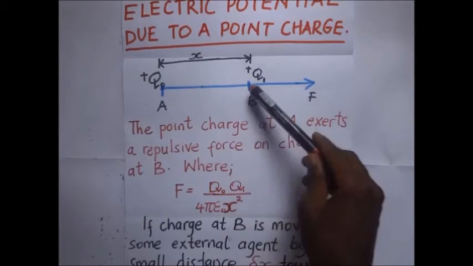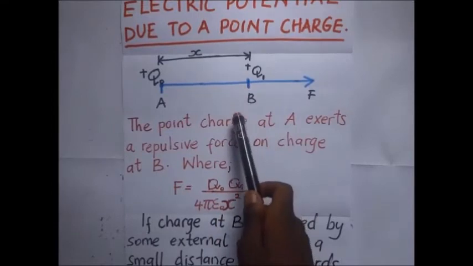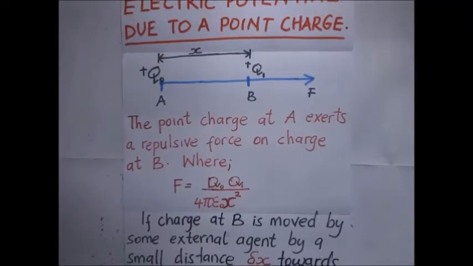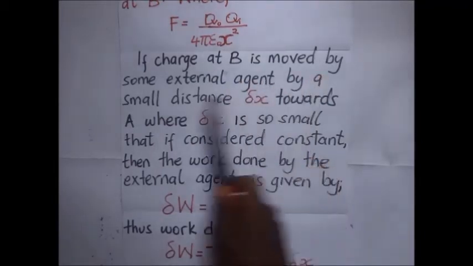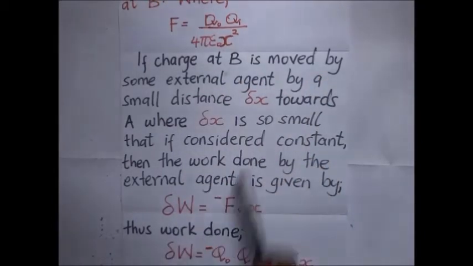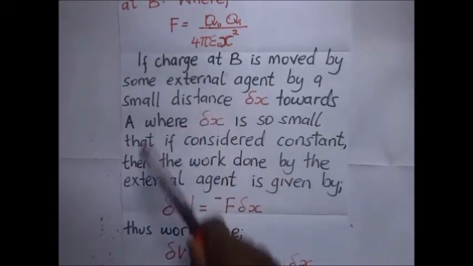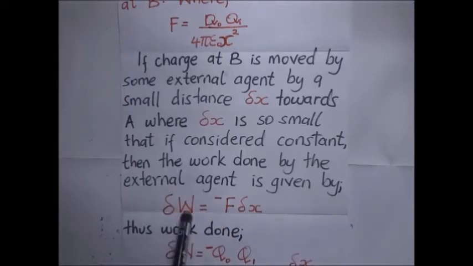If the charge at B is moved towards A by a very small distance, we shall call dx, then the small change in work done is going to be force times the small change in distance. If charge at B is moved by some external agent by a small distance dx towards A, where that small distance is so small that the force can be considered constant, then the change in work done by the external agent will be given by that. You know that work is equal to force times distance.